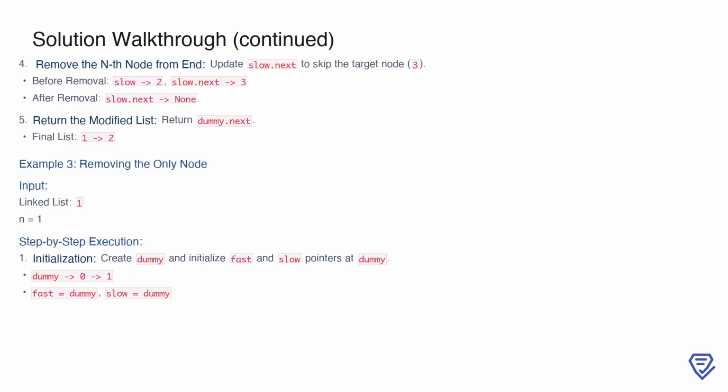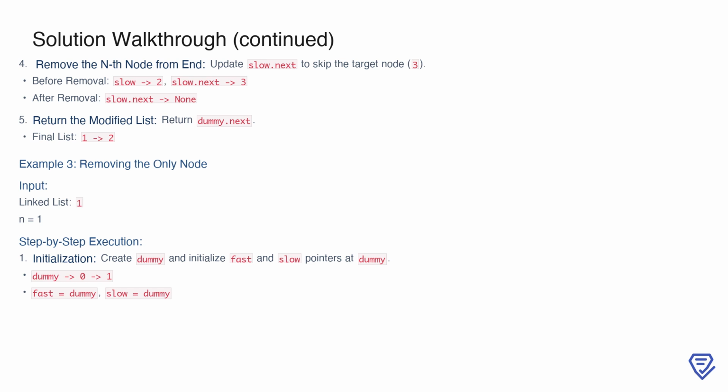At this point, the slow pointer is positioned just before the node we want to remove, which is the last node in the list with value 3. To remove this node, we update slow.next to skip over the target node. Before the update, slow.next points to the node with value 3. After the update, slow.next points to none, effectively removing the last node from the list. Finally, we return dummy.next, which points to the modified list, 1-2.